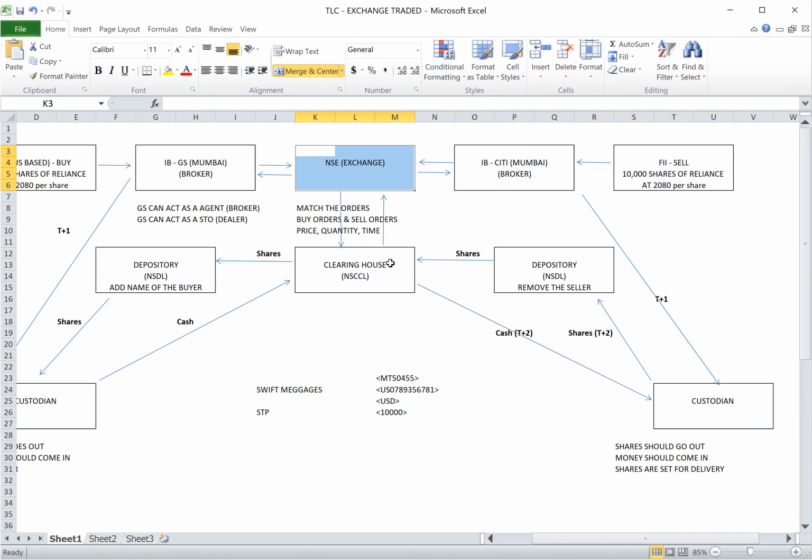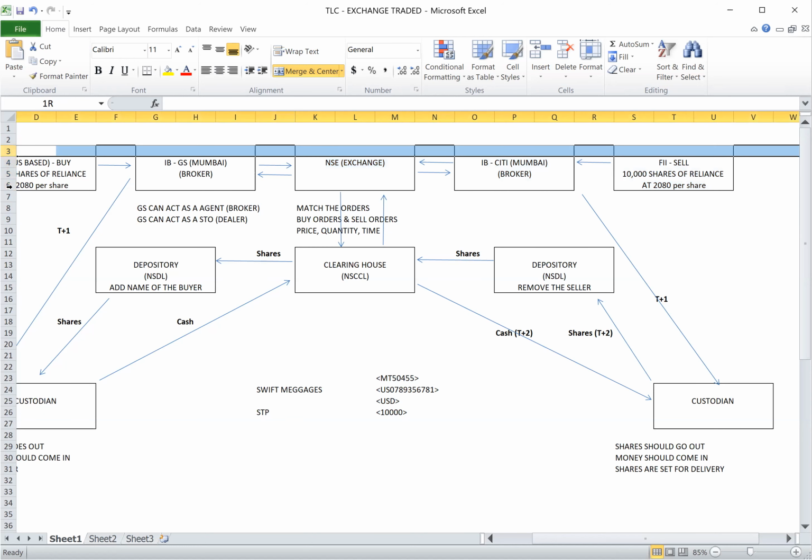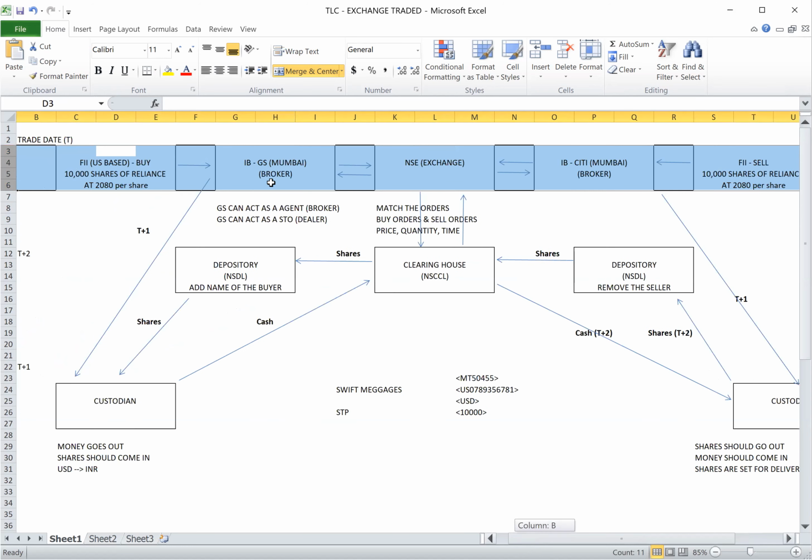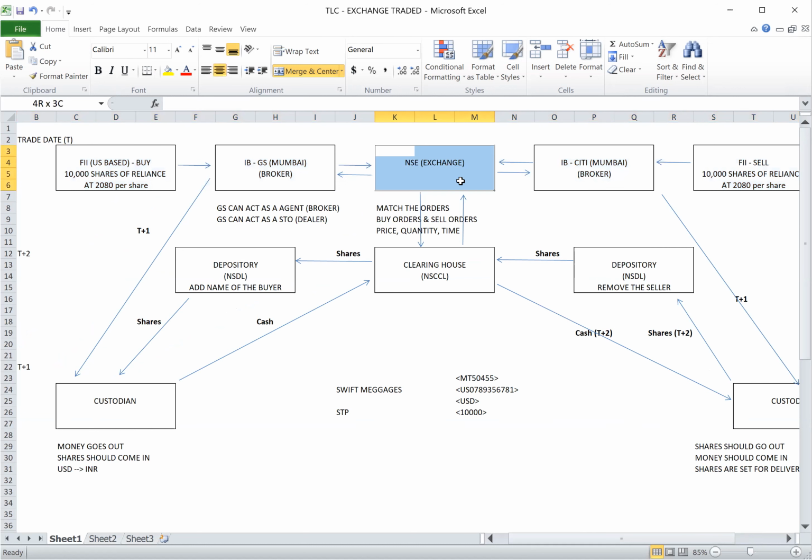Guys, don't look at everything at once. You will get confused. So just focus on this part right now. We are just talking about a buyer placing an order with an investment bank and a seller placing an order with the investment bank. The investment bank further places the order on the exchange. Now, what will the exchange do? Can anybody tell me? Match the orders. Absolutely, guys. If you are looking at the file carefully, it is written there. So what will the exchange do?